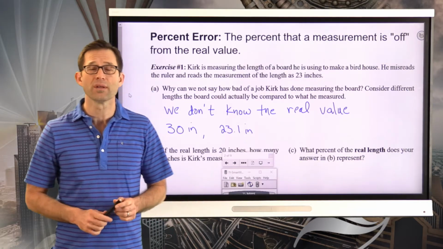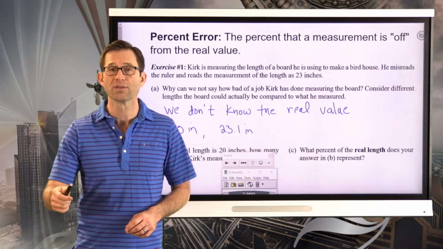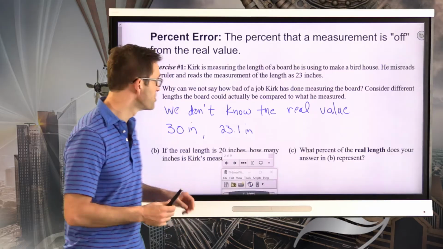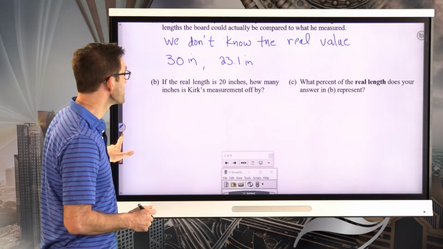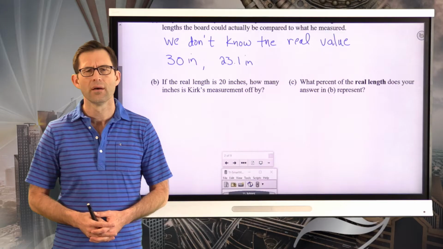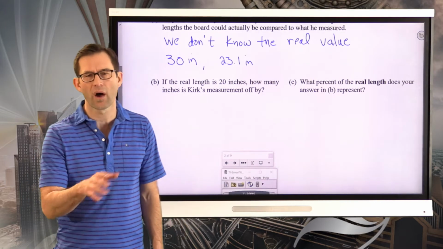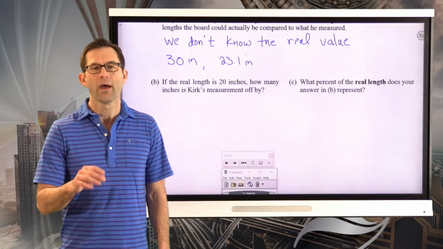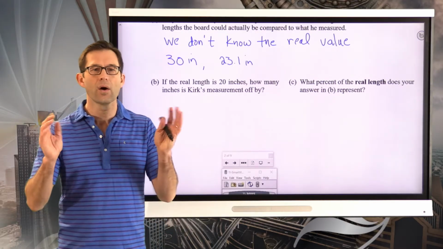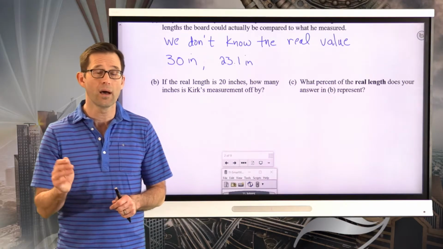Now, the question is, how do we actually measure how far off he is? Let's start to take a look at that in letters B and C. Letter B: if the real length is 20 inches, how many inches is Kirk's measurement off by? This should be pretty easy. We do this all the time. When you're talking to friends and you say, hey, guess how many movies I saw over the weekend? And you're like, 2.